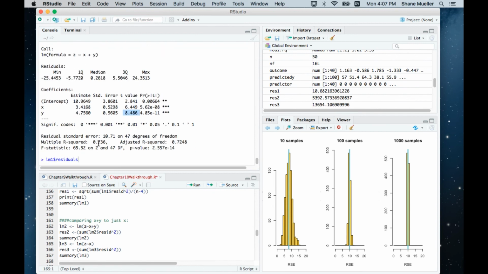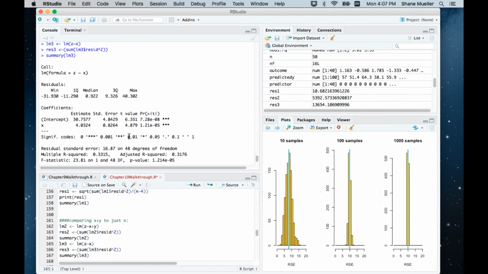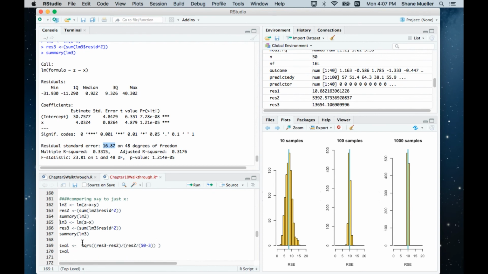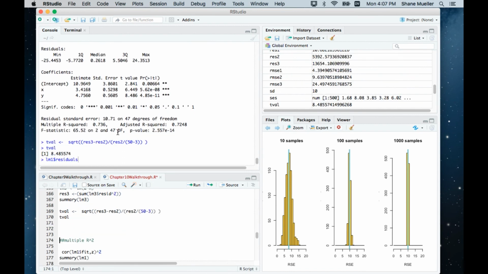If we look at residual standard error here, it's 10.7. If we look at previous, it's 16.87. So in the smaller model, there's more error. We're accounting for less stuff. And so that additional error gets incorporated into this t-value. So the formula is here. I'm going to take the difference between the residuals and divide it by the residuals of the larger model, on the average amount of residuals in the smaller model, with this correction. And if I look at the t-value, it's 8.485, and you can look up here, 8.486. This is the same thing.